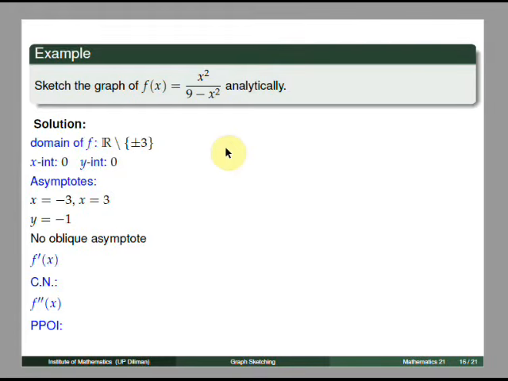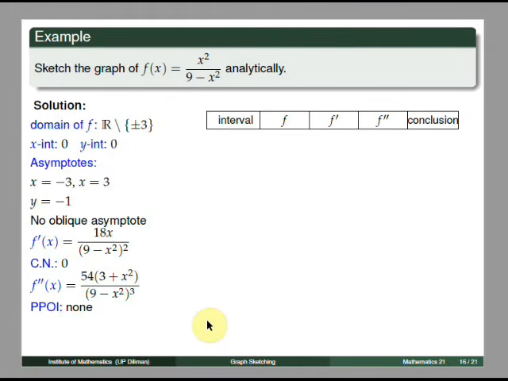Let's continue. Our first derivative, which you can verify, is 18x all over the quantity 9 minus x squared, squared. So we have a critical number at 0. Our second derivative is this one. Okay? And we do not have a possible point of inflection. What's our next step? Right. Our next step is to construct the table of signs.